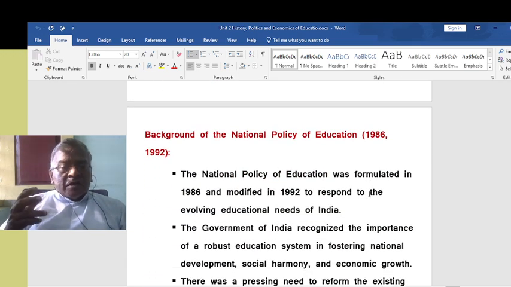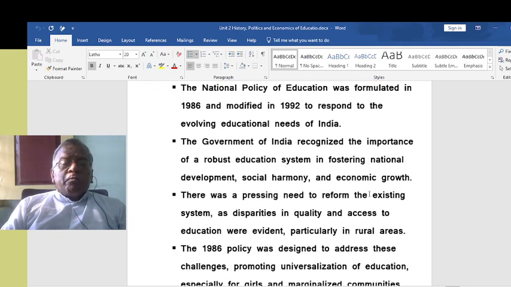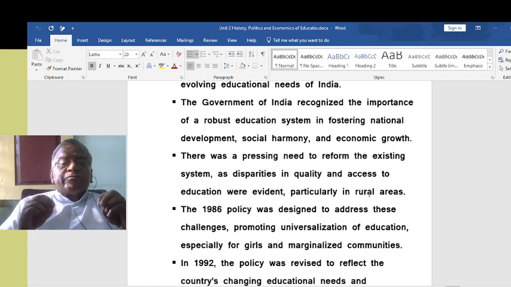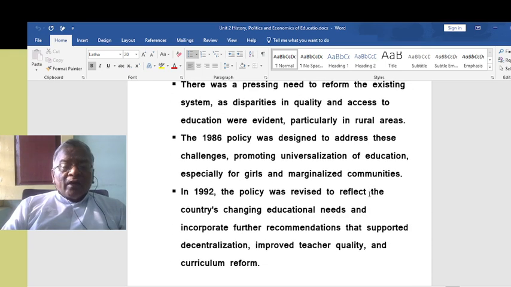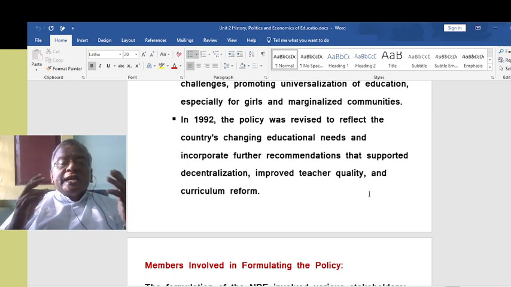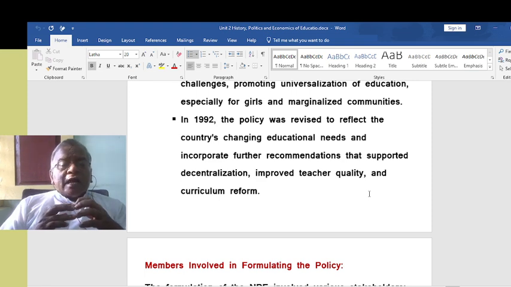What is the background of this National Policy of Education? Why was it set up? In other words, the National Policy of Education was formulated in 1986 and modified in 1992 to respond to the evolving educational needs of India. The Government of India recognized the importance of a robust education system in fostering national development, social harmony, and economic growth. There was a pressing need to reform the existing system, as disparities in quality and access to education were evident, particularly in rural areas. The 1986 policy was designed to address these challenges, promoting universalization of education, especially for girls and marginalized communities. In 1992, the policy was revised to reflect the country's changing educational needs and incorporate further recommendations that supported decentralization, improved teacher quality, and curriculum reform.